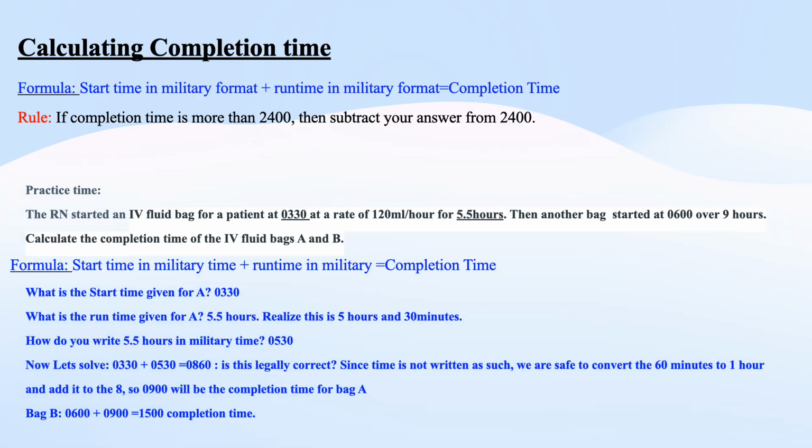So let's look at a few examples. The RN started an IV fluid bag for a patient at 0330 at a rate of 120 ml per hour for 5.5 hours. Then another bag started at 0600 over 9 hours.